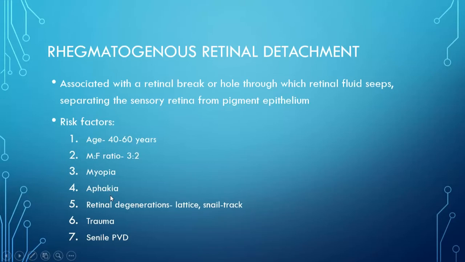Aphakics again have a higher chance of developing retinal detachment. Then retinal degenerations like lattice and snail track, which are more common in moderate myopics, are also more prone to retinal detachment. And as we know, trauma can also cause rhegmatogenous retinal detachment. Senile posterior vitreous detachment is also a high risk factor for rhegmatogenous retinal detachment.